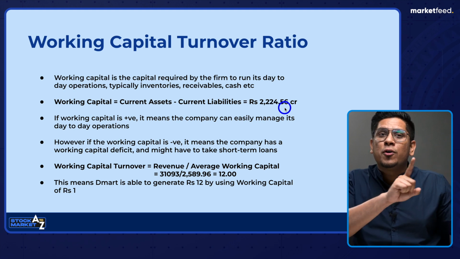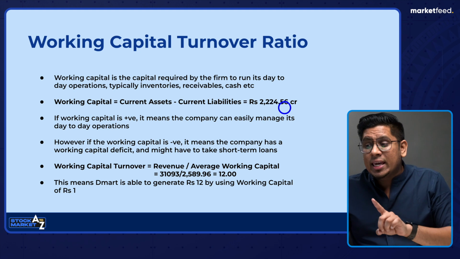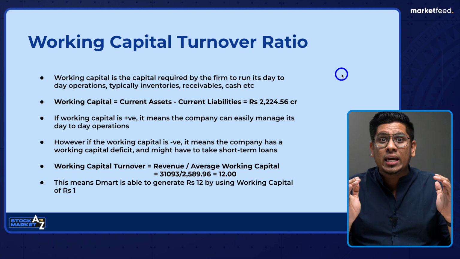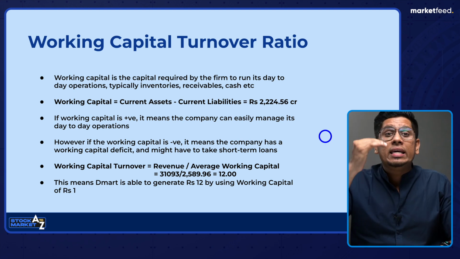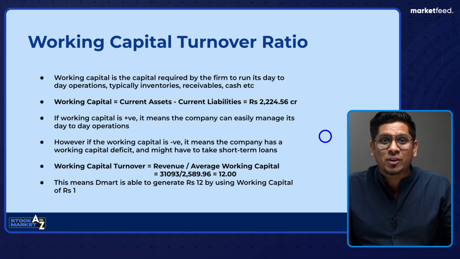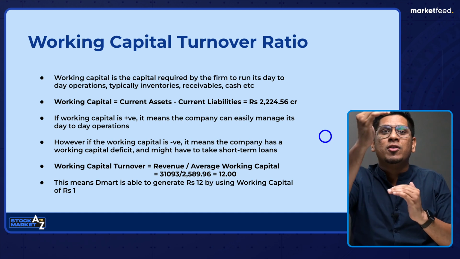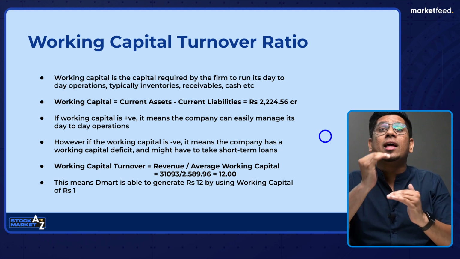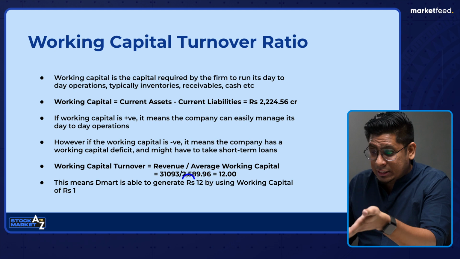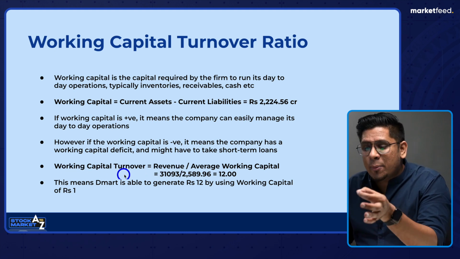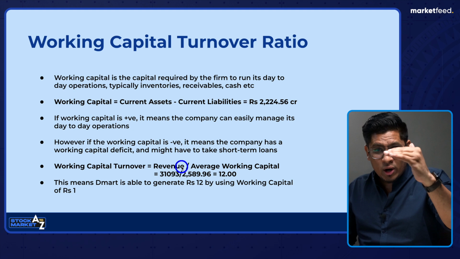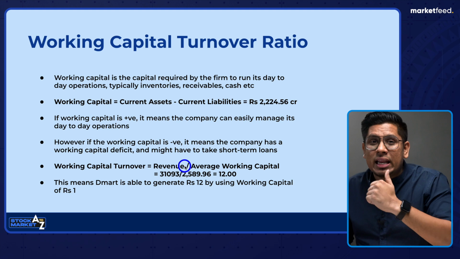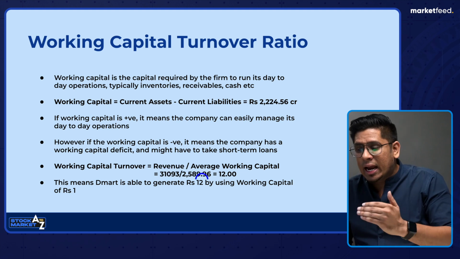Just like we did for fixed assets and total assets, the working capital turnover ratio talks about the efficiency of a company in converting working capital into revenue. The higher the ratio, the more efficient the company is in converting working capital into revenue. The lower the ratio, the less efficient it is. Let's look at the formula here. Working capital turnover ratio is equal to revenue divided by average working capital. We already found the working capital, and revenue we can easily get from the P&L statement. Divide that and you get 12.